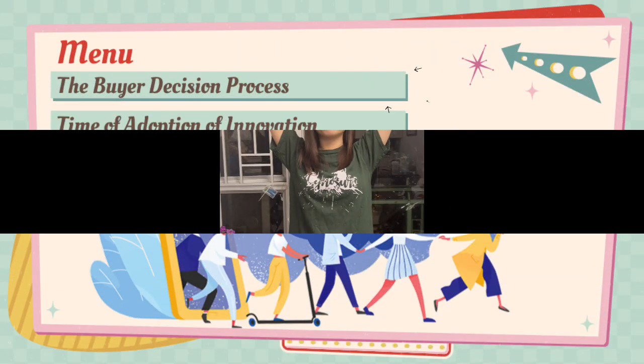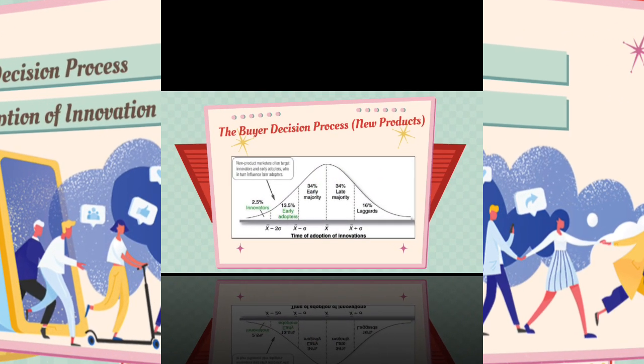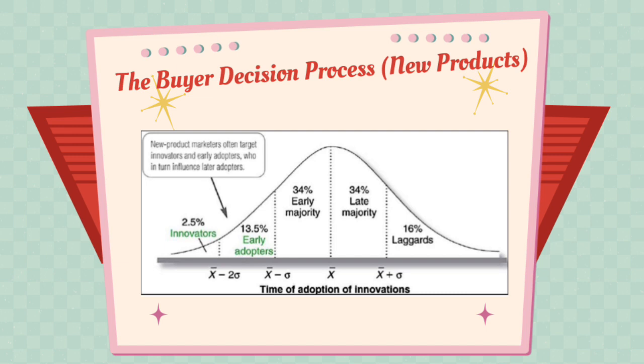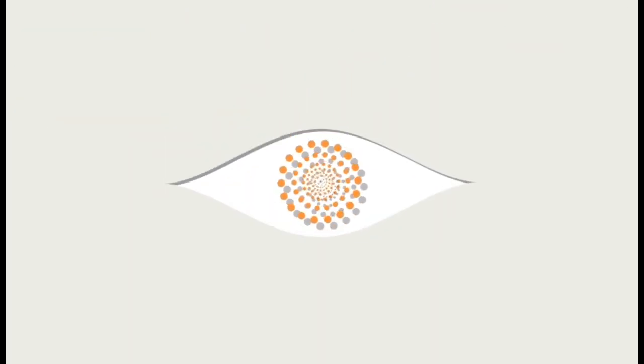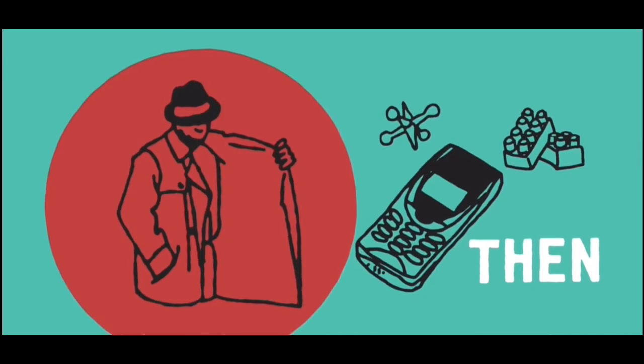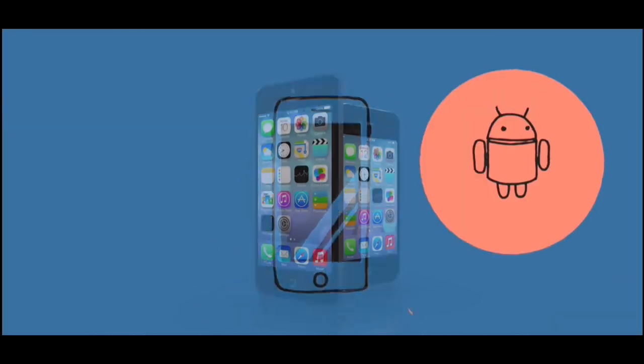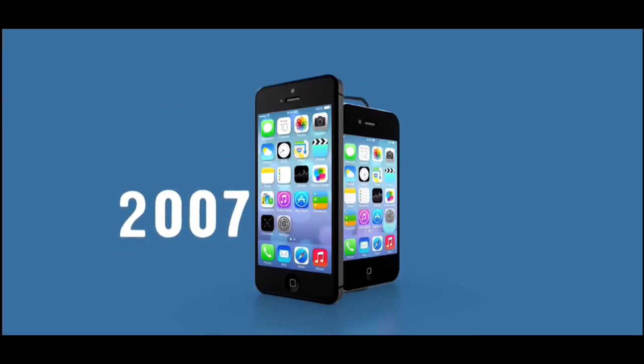We have talked about the buyer decision process for normal products and services. When there are new products, there is a graph investigating the time of adoption of innovations. There are 5 main types of adopters. The first type is innovators. They are eager to try new ideas. Usually, they have substantial financial resources and the ability to understand and apply complex technical knowledge. So, they are more willing to take risks and try new products.